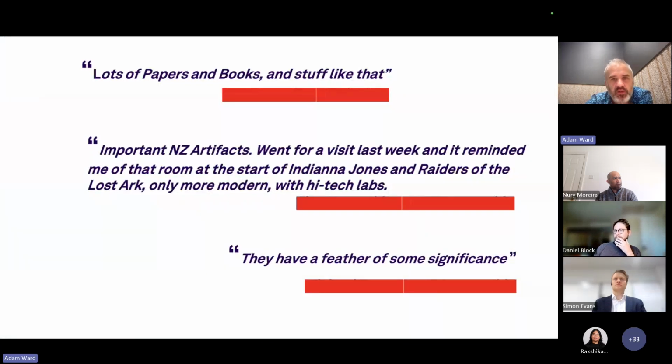And when I ask people what's in this building, people who have worked on the project for years, I couldn't get a straight answer. Lots of paper books and stuff, like something from the Indiana Jones film. And apparently you have a feather of some significance. So until a couple of months ago, this is kind of all I knew. But I did know it was a really high-tech building, so whatever was in there was really valuable and really important to New Zealand.